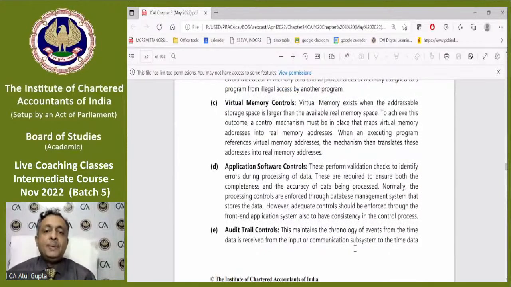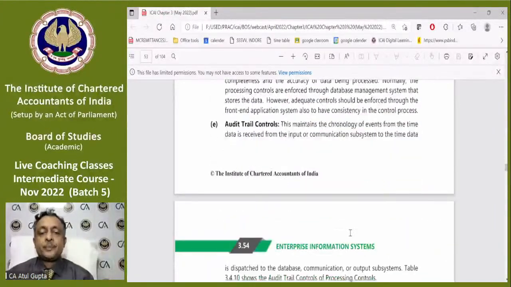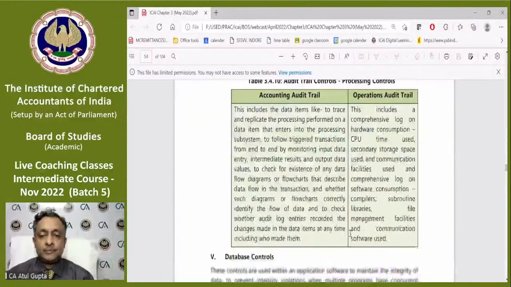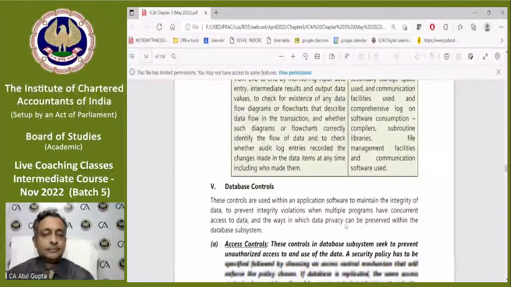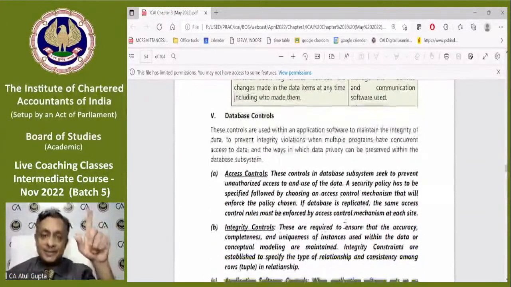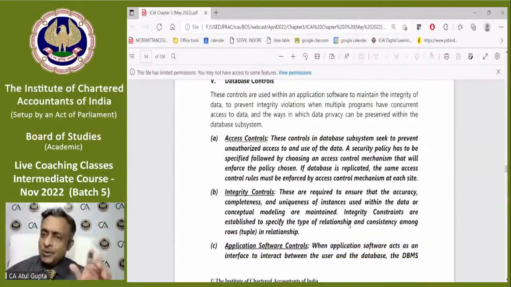Then application software controls, we have talked about this. Whatever is being used, you need to keep control on that. Audit trail control, same, accounting and operational audit trail. This you have to read and remember. Database, same. Access control, who can access? Integrity, no one must be able to make unauthorized amendment.